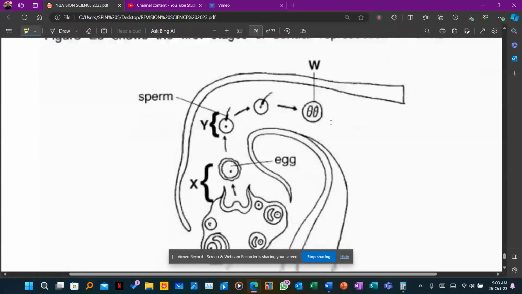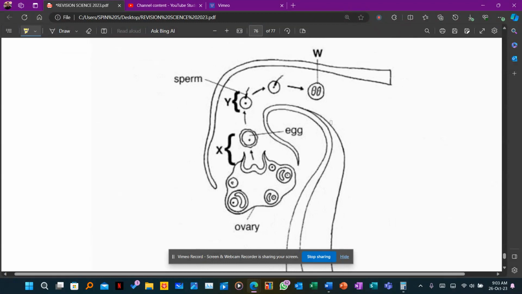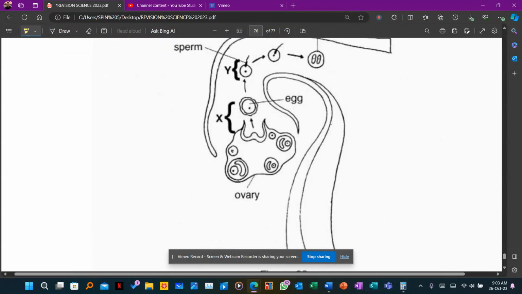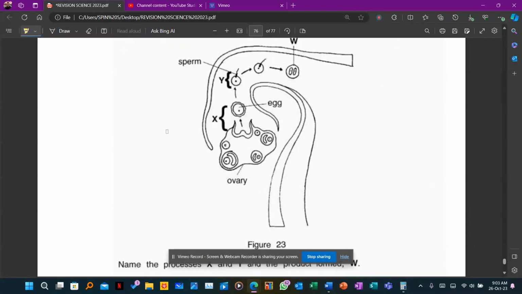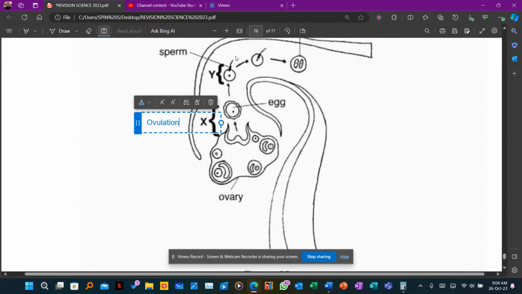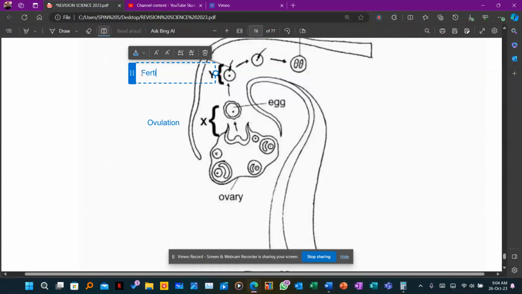So this is the process of fertilization that happens in the oviduct. You can see here this is the ovary where the egg is released. That is called ovulation. So the egg is released, and a sperm goes to the egg, so fertilization occurs. Fertilization is the fusion of male and female sex cells, and then you can see that it will become a zygote.